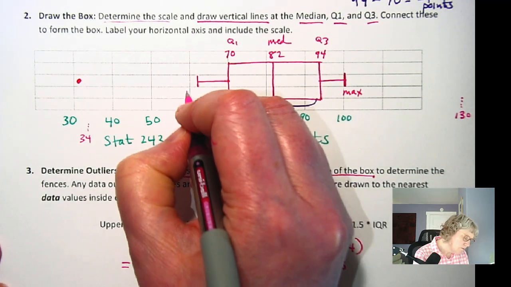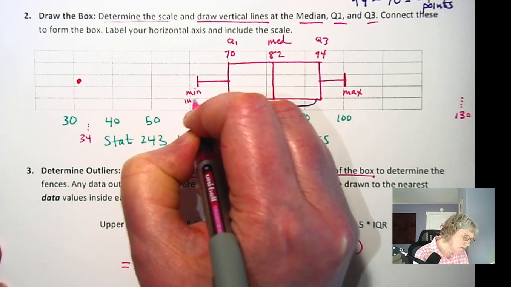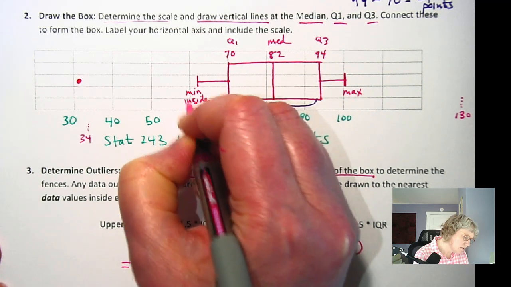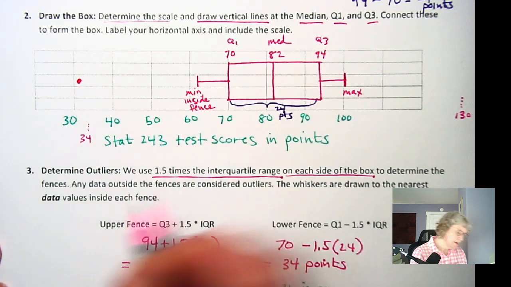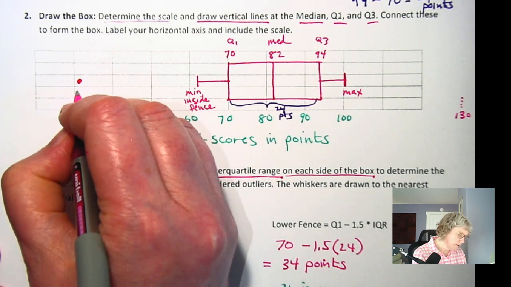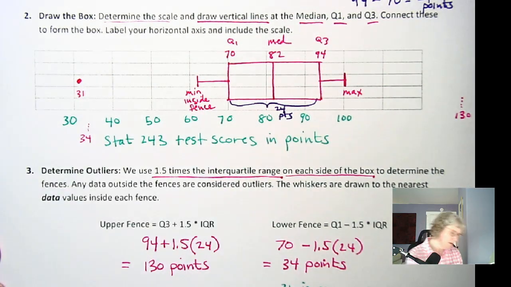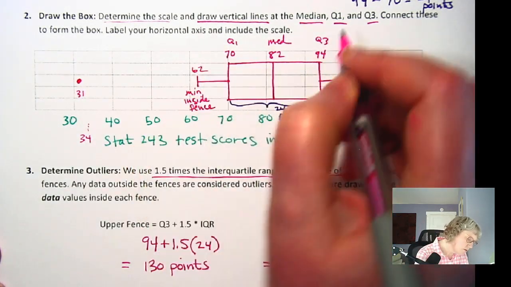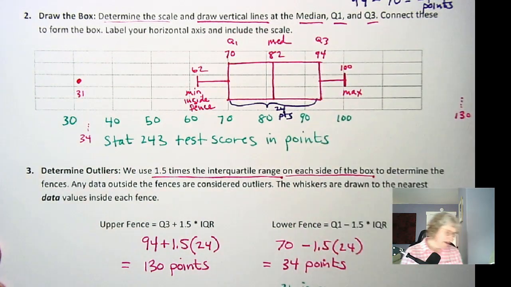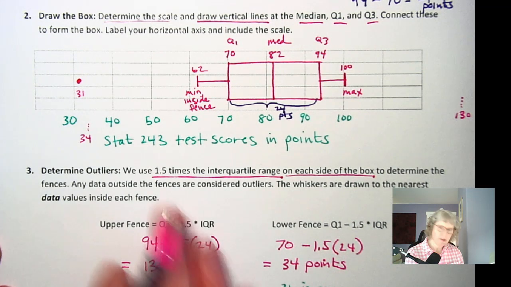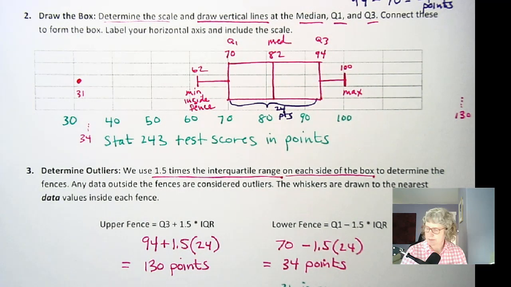So I'll put max on this upper part at 100. I'm going to put the min inside the fence. And then we've got our outlier right here, which is 31. Put 62 just for reference. So notice that the 34 and 130 are not in the box plot.